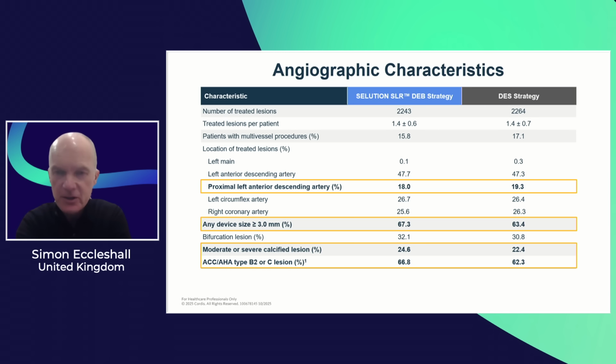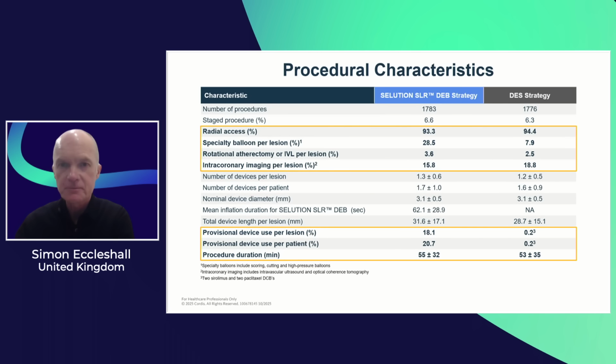Angiographic characteristics, I was delighted to see that proximal LAD was nearly 1/5 of the whole study population. Device size, which is how we judged vessel size, was 2/3 equal to or greater than 3 millimeters, so telling you that it really is an all-comers study with lots of large vessels. Moderate to severe calcification in around 1/4 of cases, and type B2 or C lesions, again in about 2/3 of the cases. Procedural characteristics, it's European, so it's nearly all radial.